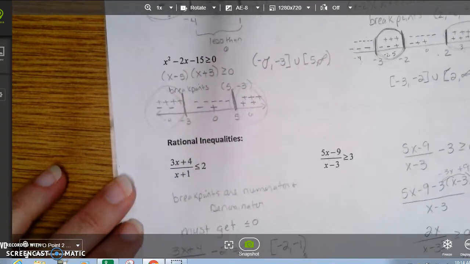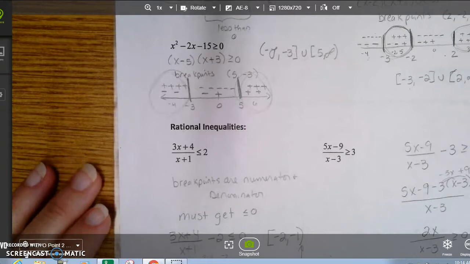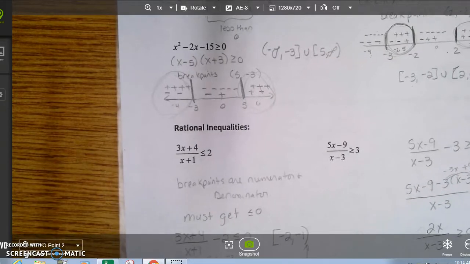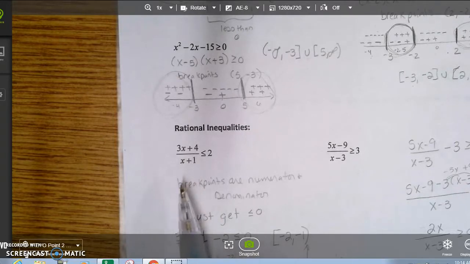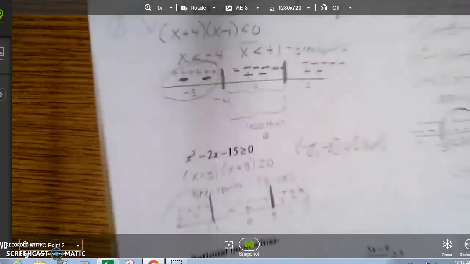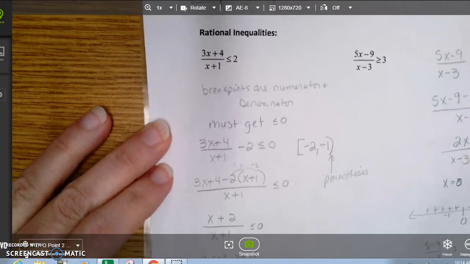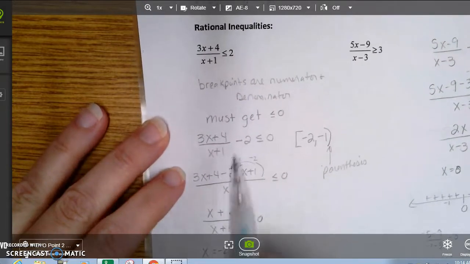All right, so then we get into our next type of problem. And these are breakpoints, but they're rational inequalities. So the most common mistake people want to do is they want to cross multiply, and you can't. You cannot cross multiply. So you have to start this by getting everything set to 0. So you've got to set it less than or equal to 0. And this time our breakpoints are going to be the numerator and the denominator. So let's see what happens.